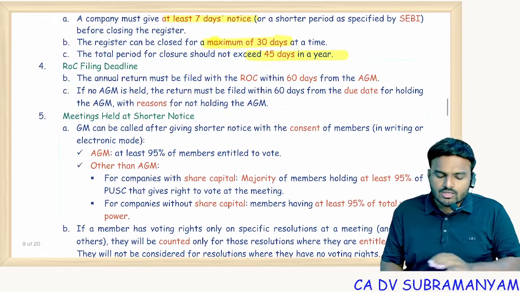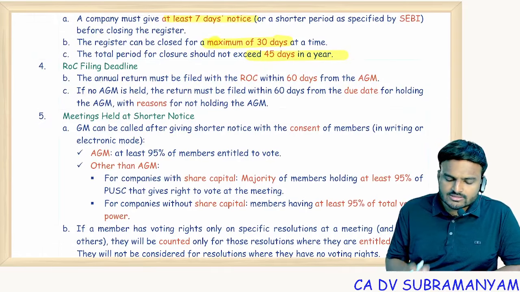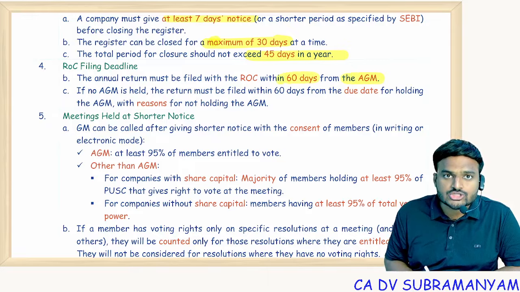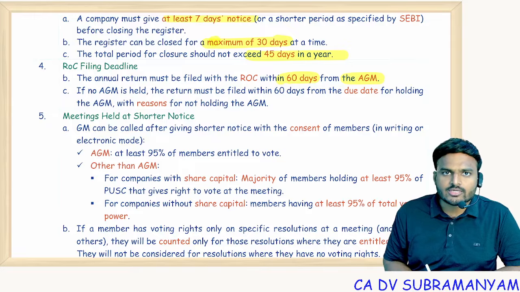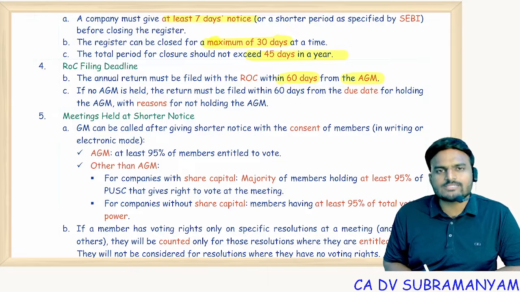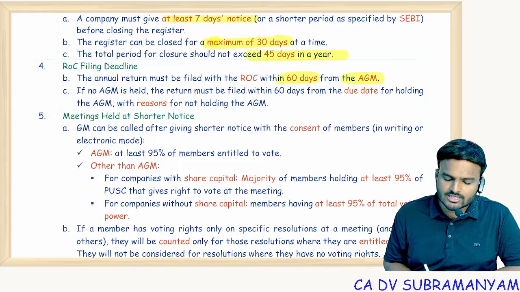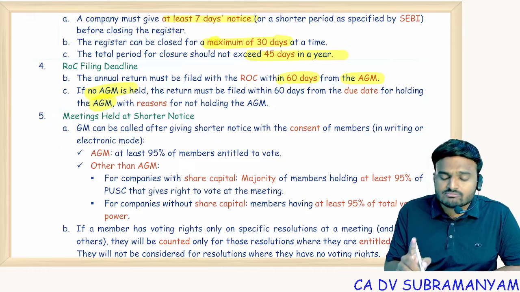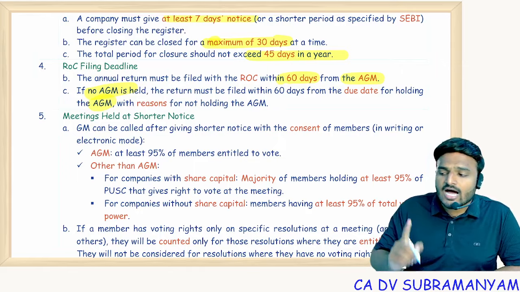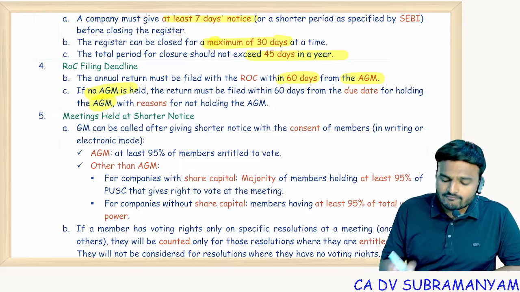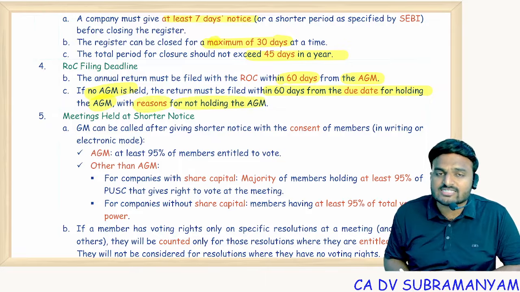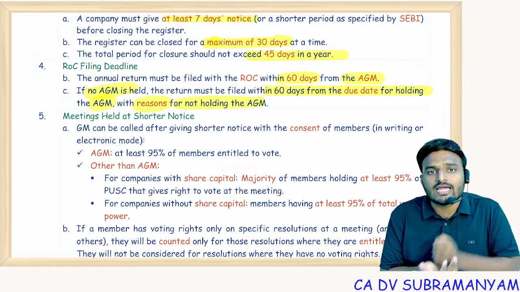Next one, annual returns ROC filing deadline. Remember, annual returns shall be filed within 30 days from the date of AGM. For all companies, MGT 7. For OPC and small companies, MGT 7A. If the AGM was not conducted, there is no exemption from filing annual returns. Annual returns should be filed within 60 days from the due date of the AGM, along with the reasons why the AGM was not held.